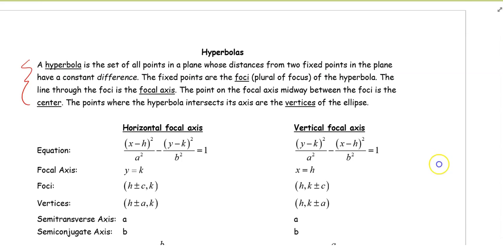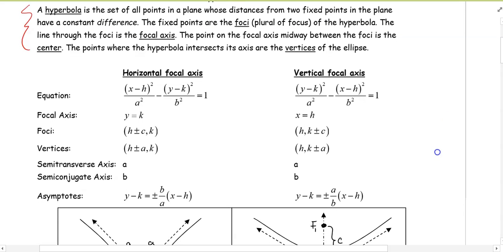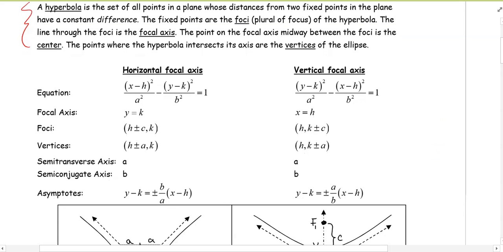You can go ahead and read through that. We're going to have vertices, asymptotes, all kinds of cool things going on. Hyperbolas come in two versions: we have a horizontal focal axis and a vertical focal axis. And what determines that? Well, I'm going to look at the two standard forms of the equations right here.